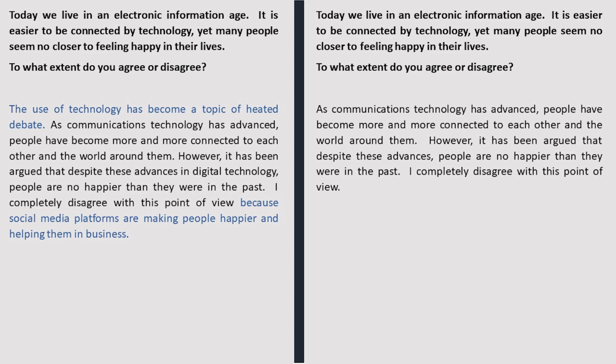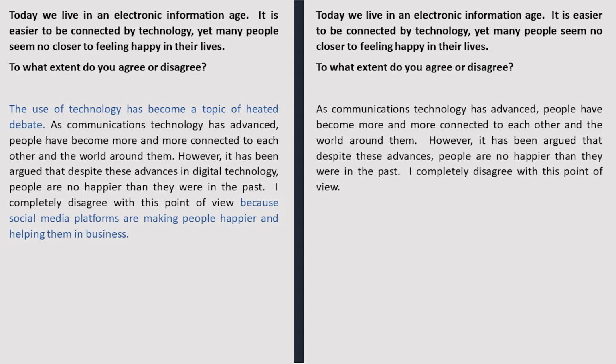Next, we have a paraphrasing of the argument. It says, "As communications technology has advanced, people have become more and more connected to each other and the world around them." So that's just the fact. Now we get to the argument here. It says, "However, it has been argued that despite these advances in digital technology, people are no happier than they were in the past." So that's the presentation of the argument. Now it's our job to give a position. The writer of this essay said, "I completely disagree with this point of view. Because social media platforms are making people happier and helping them in business."